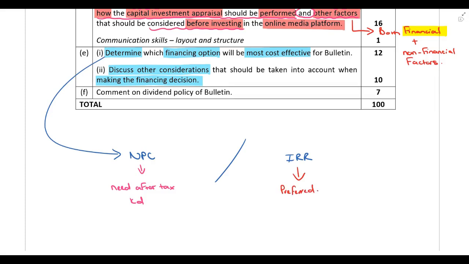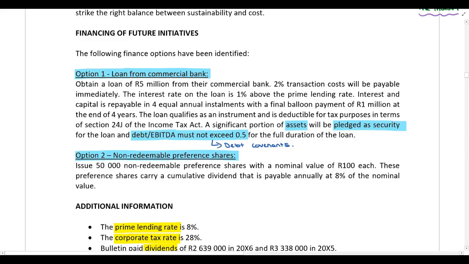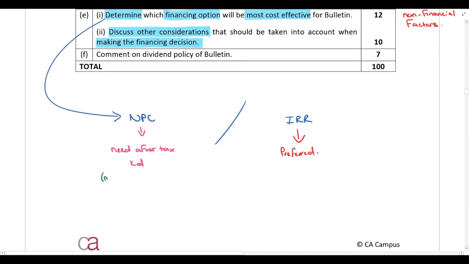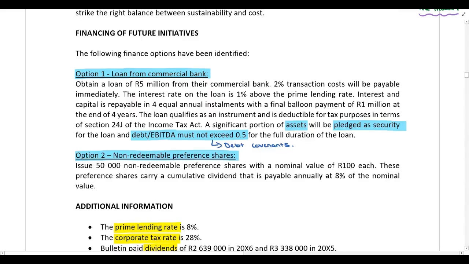Now, if we go back to the information provided in the scenario, for both option 1 and option 2, you haven't been given the after-tax cost of debt. Now, the after-tax cost of debt, let's just make this a bit clearer over here. This is actually just the market-related rate, or the rate on similar loans, or the rate on similar preference shares. It's the market-related rate. Now, we haven't been given that information in the scenario.